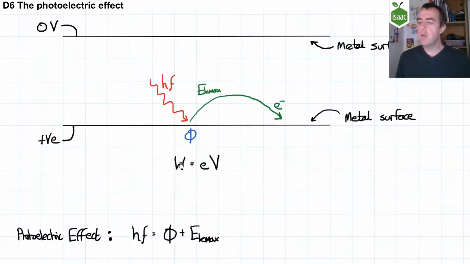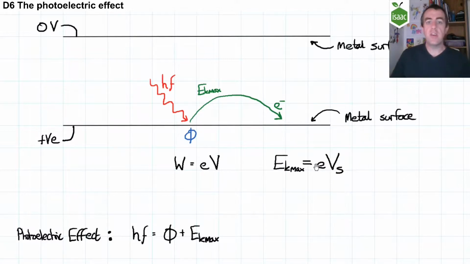The work done moving an electron across a potential difference V is equal to the charge on the electron multiplied by that potential difference. If the maximum kinetic energy that the electron has is less than the energy that would be required to move the electron across that potential difference, then the electron never reaches the second metal surface and falls back, and no current will be flowing. The electrons will still be leaving the surface, but they will be returning to the same surface.